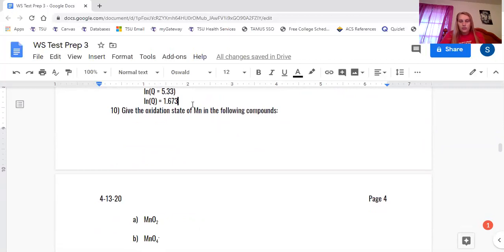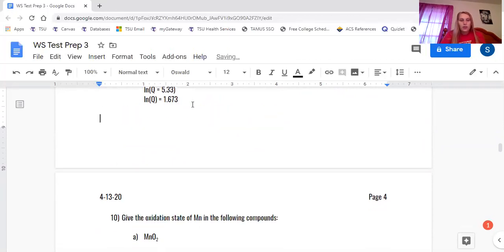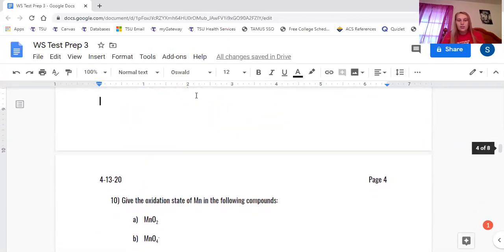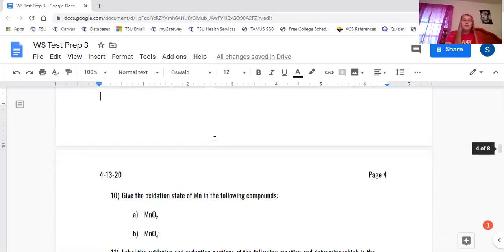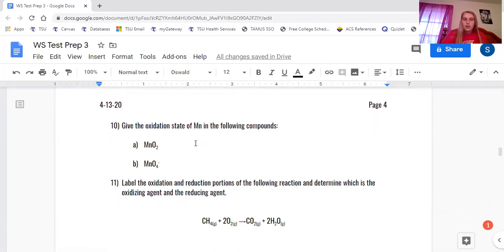Okay. So we're going to give the oxidation state of manganese in these compounds. And so if you remember how to do this, remember the oxygen is always going to be equal to -2.